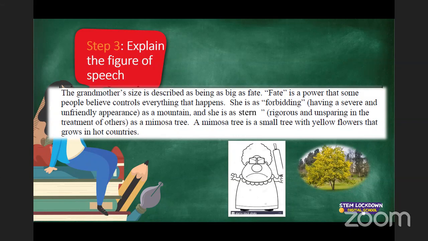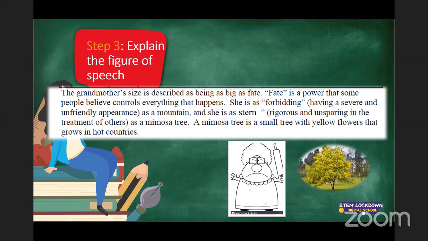Okay. And then it continues. So she is as forbidding as a mountain, and she is as stern. To be stern means rigorous and unsparing in the treatment of others. As a mimosa tree, a small tree with yellow flowers that grows in hot countries. So that's why we say she is as stern as a mimosa tree. That's how you would be expected to explain the figure of speech.